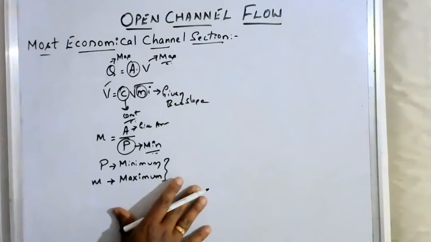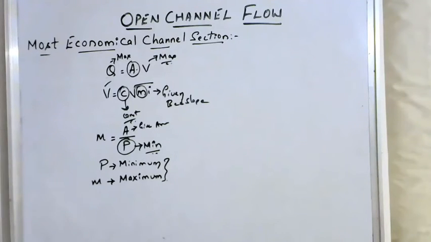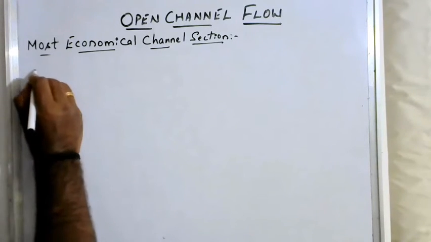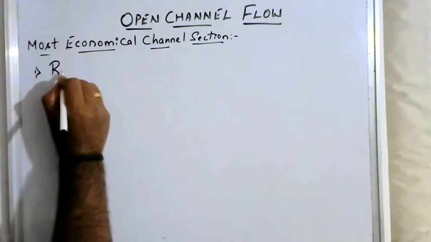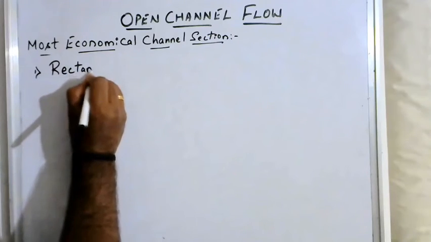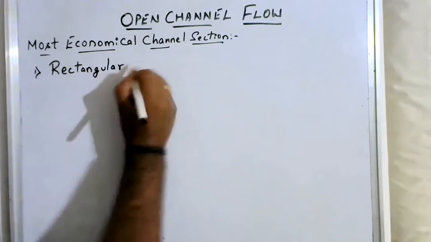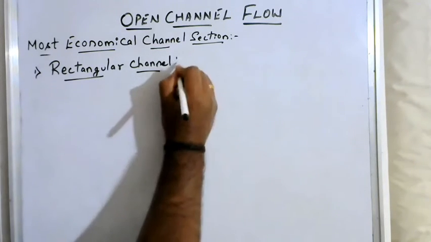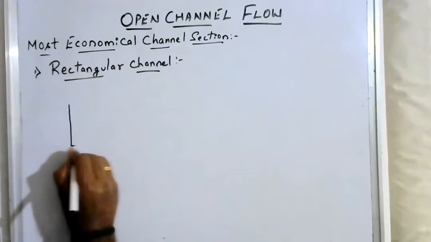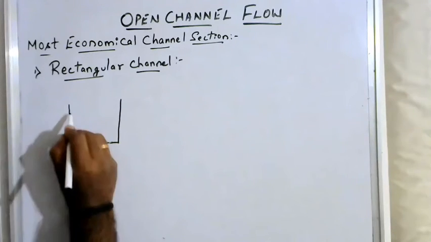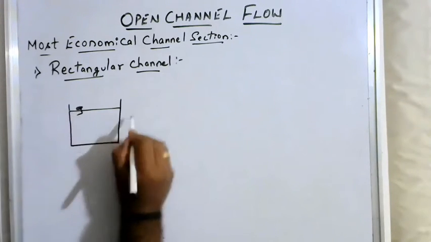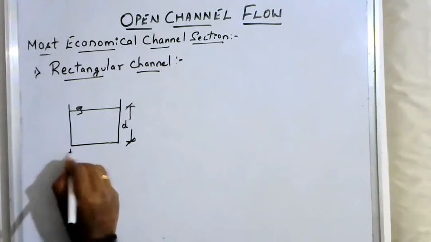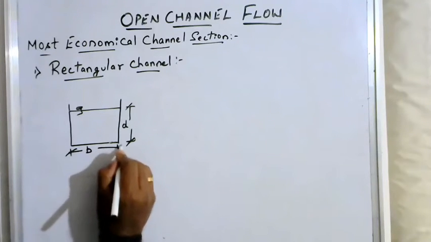What are the conditions in order to get the most economical rectangular channel? First one we'll see is the rectangular channel section. So I consider a rectangular channel. This will be the free surface of water. The depth I'll consider as a small d. Then b is what? The width of the channel.